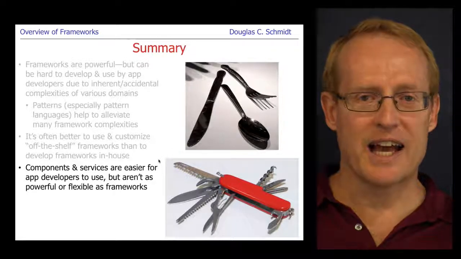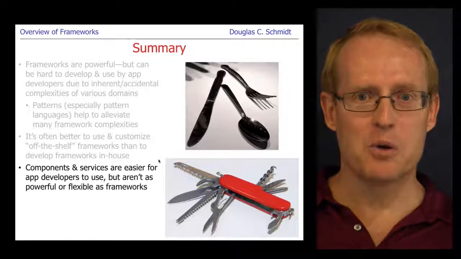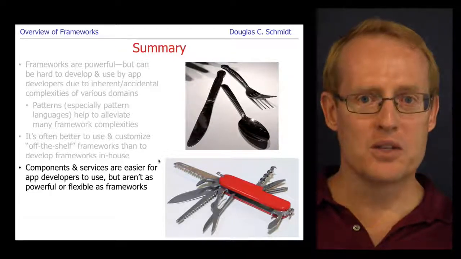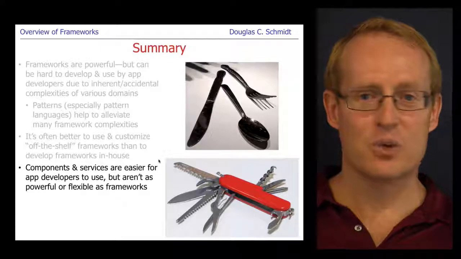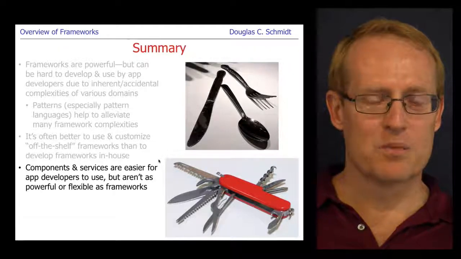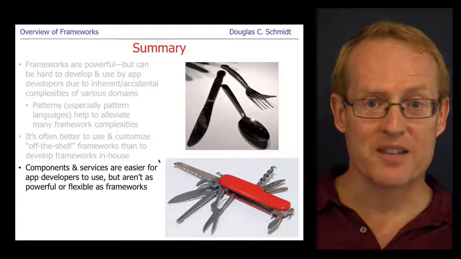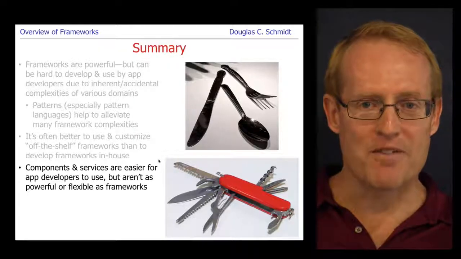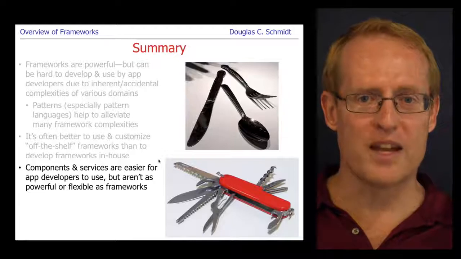It's kind of like a knife and a fork and a spoon are simple, easy to use utensils, and you can do lots of useful things with them. But if you really want something that's more flexible, you may have to use a more complicated device, like a Swiss Army knife of some type that allows you to do many more things.